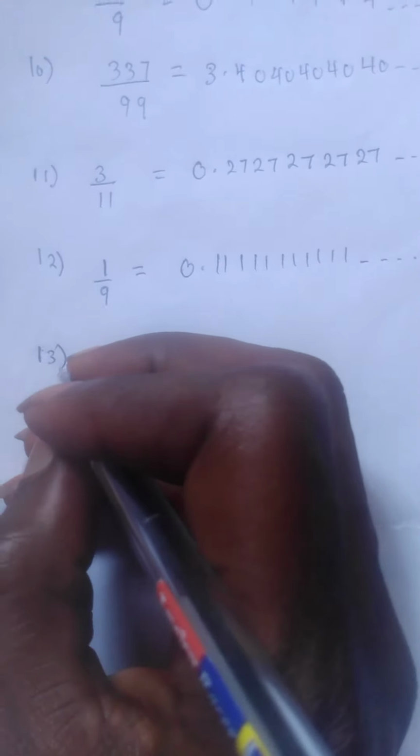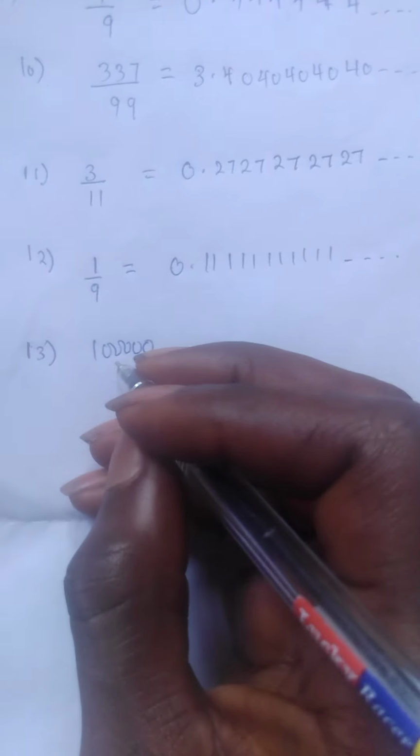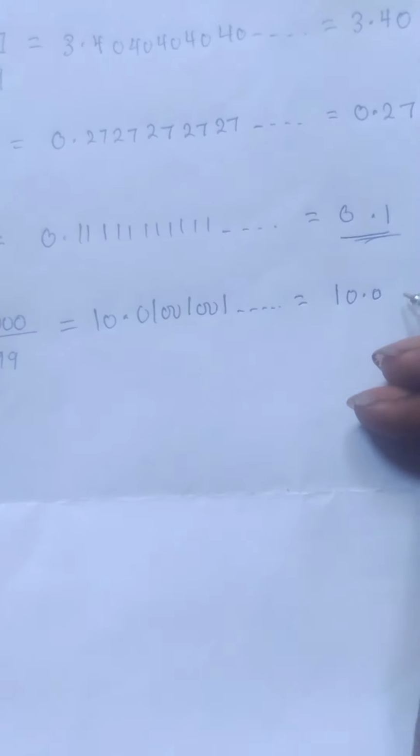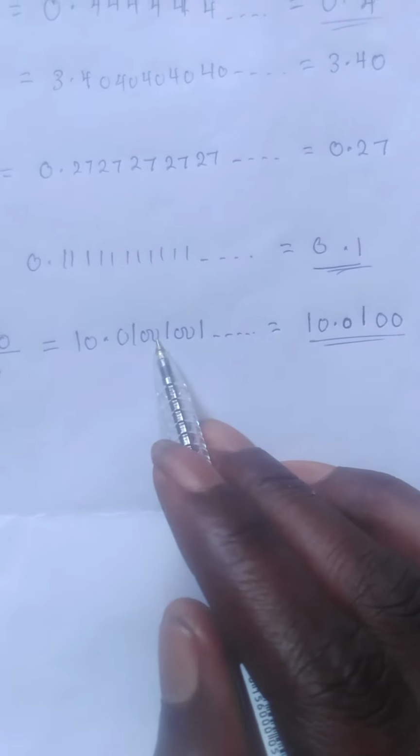So number 13, we have 10,000 divided by 999. 10,000 divided by 999, that gives 10.01001, and so on. It repeats itself. So we just have 10.0100. Okay, just have 10.0100 because it is this 0100 that repeats itself.